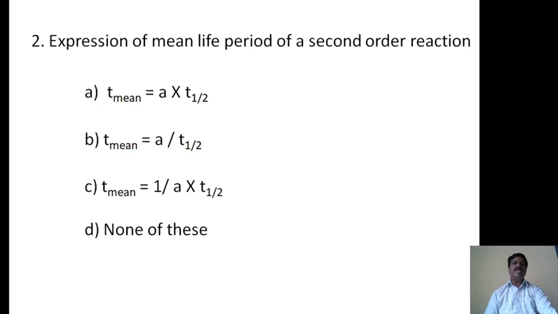The answer for this question is option A, because the average life period or mean life period is equal to the product of the initial concentration and the half life period of a second order reaction. Therefore, T mean is equal to A into T half. This is the right option.